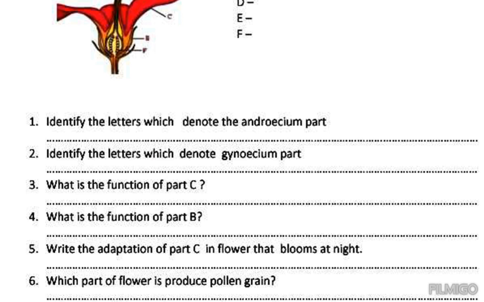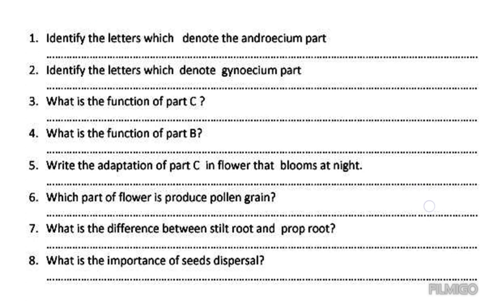Question number 6. Which part of the flower produces pollen grains? So pollen grains are produced by the stamen. It is denoted by the letter B. You can write B, stamen.